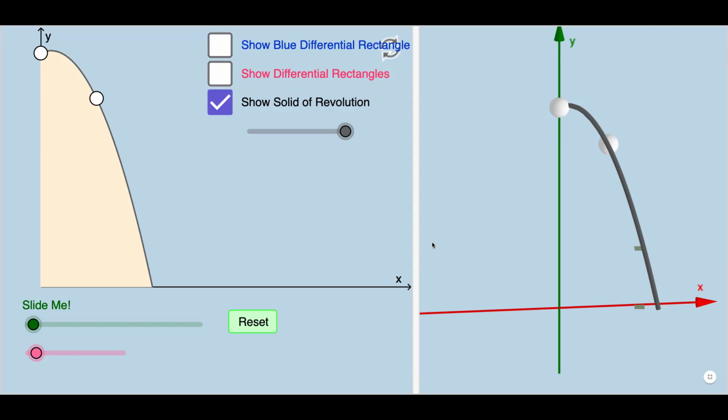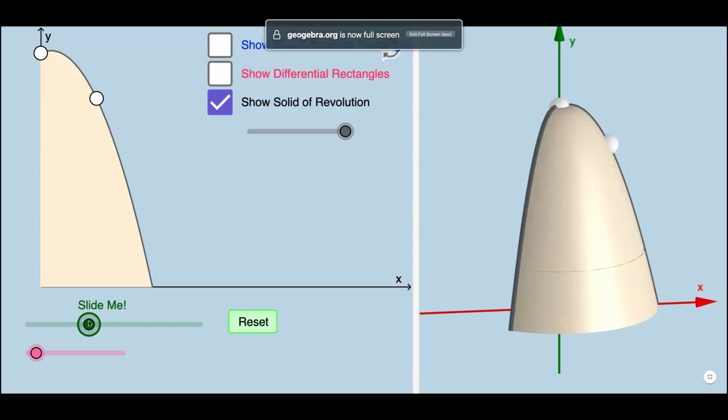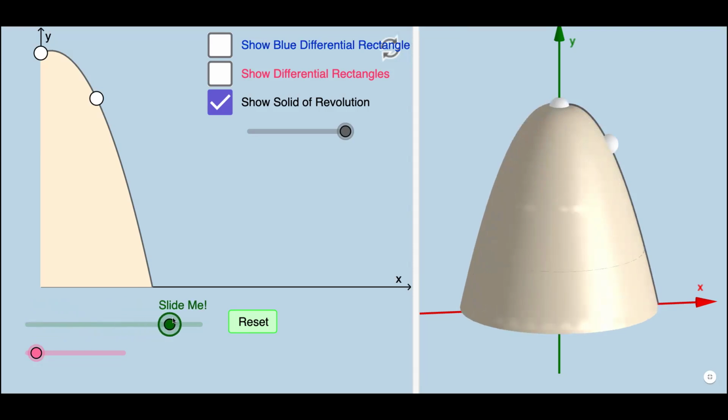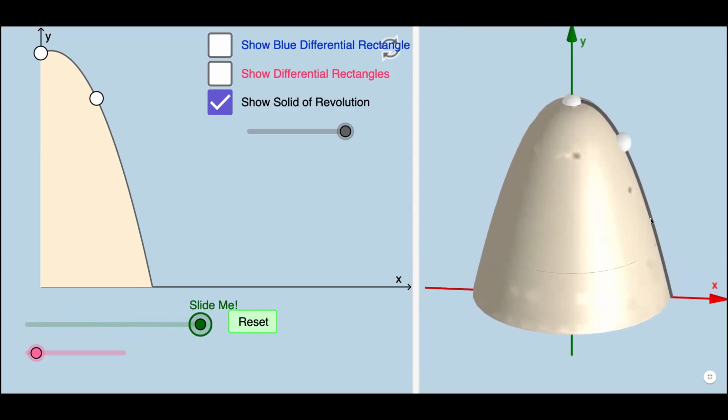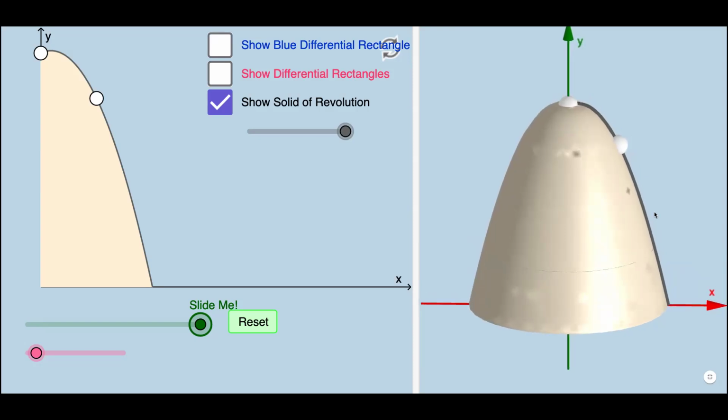Let's see. So that would be the solid of revolution, which by the way is called a paraboloid. Not that it matters too much, but that's its name. And it's a paraboloid because this curve is part of a parabola, basically. It's like a concave down parabola.